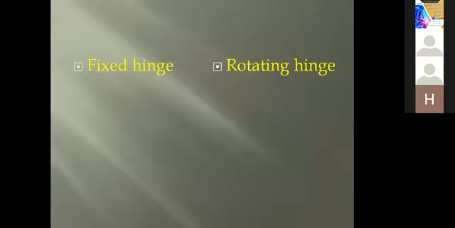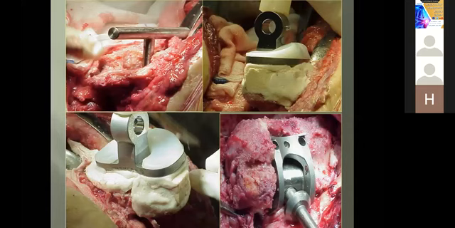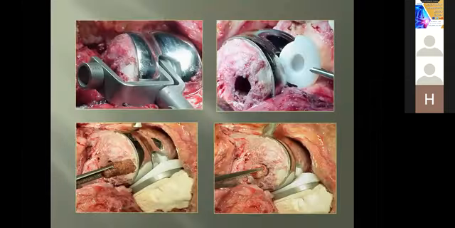The hinges could be a fixed hinge or a rotating hinge. This is what we mean by the fixed hinge. Although it's much more stable, of course, on the other hand it puts much stress on the stem-bone interface in the femur and the tibia. It is mainly for grossly unstable knees and for some cases of tumors limited to the articular surface. Here, as we see, the hinge is fixed, allowing flexion and extension only, no rotation at all.